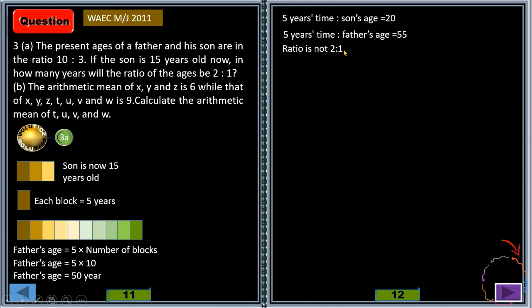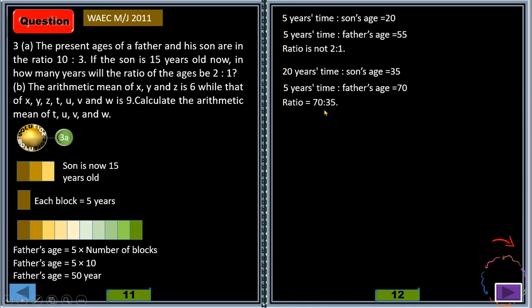15 years will not give us 2:1. Let's try 20 years now. In 20 years time, the son will be 35, the father will be 70. Taking the ratio of the father to son, 70:35, you discover that will give us a 2:1. So therefore, the answer to that question will be 20 years.